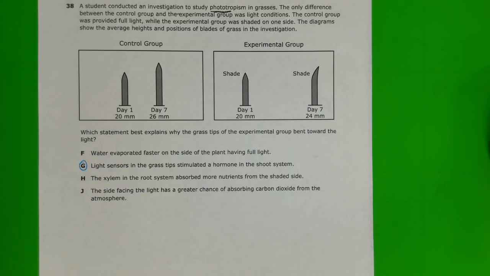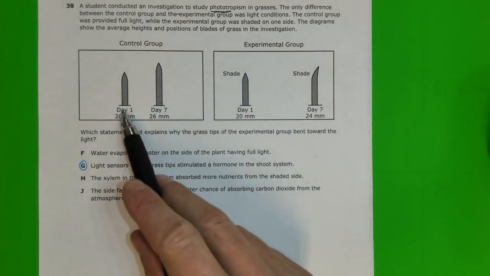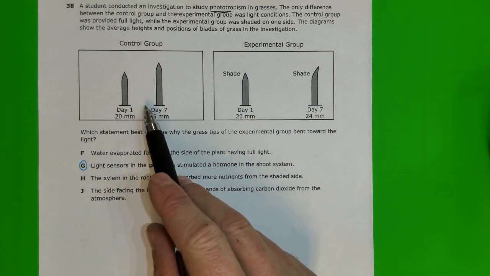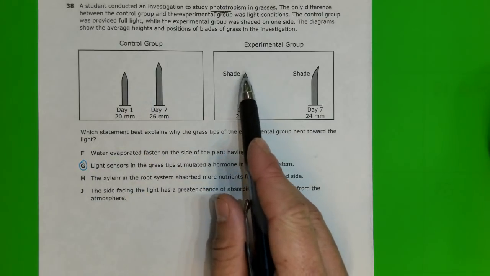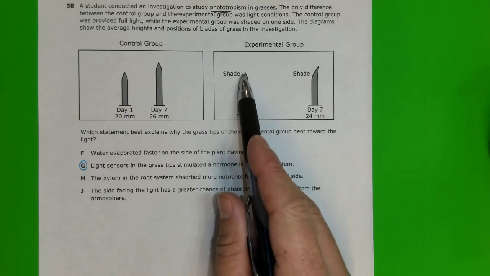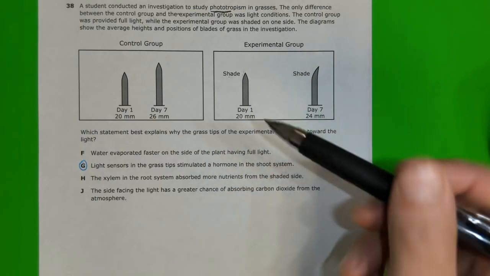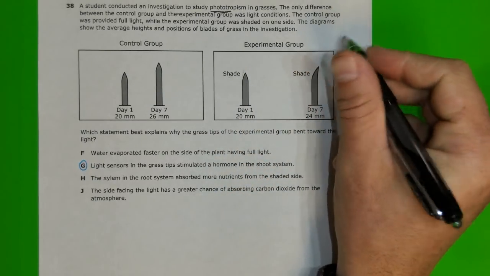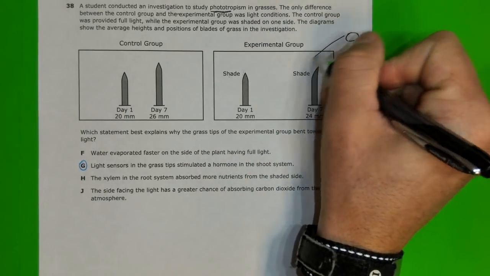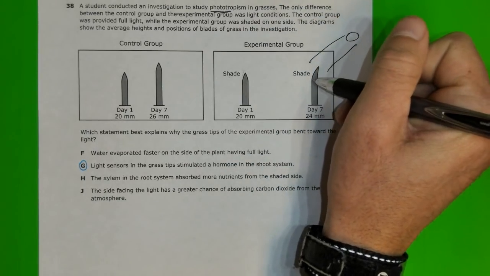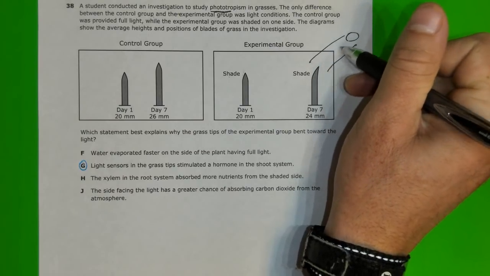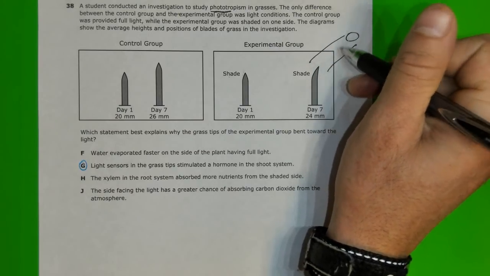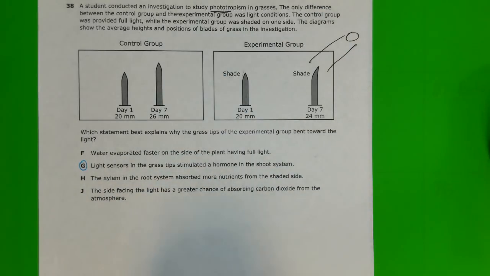Okay, well, our control group grew straight up because there was no shade. So this one had shade. Well, it didn't really get high enough for the shade to affect it. So the reason this bent away from the shade, because we have light shining here, and plants always grow towards the light. So they respond to where the light's at, so it's going to grow this way. So the only way that would do that would be light sensors in the grass.